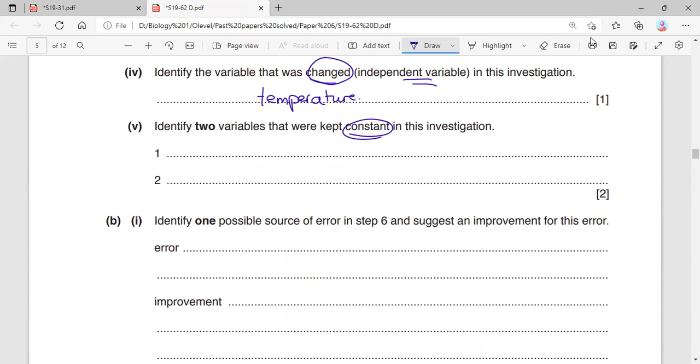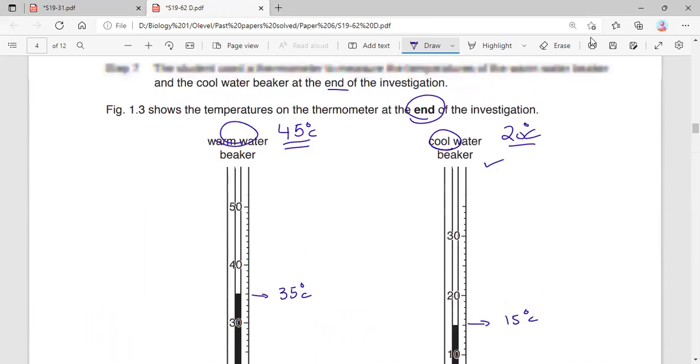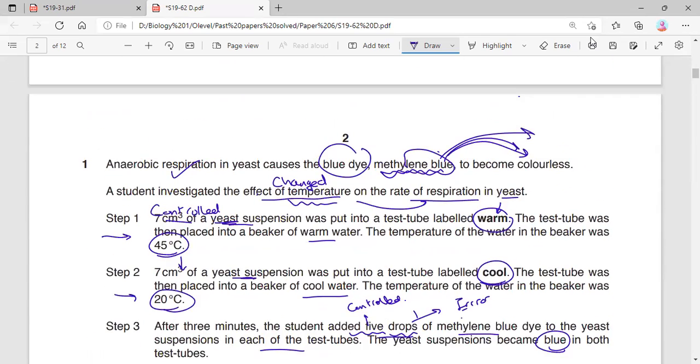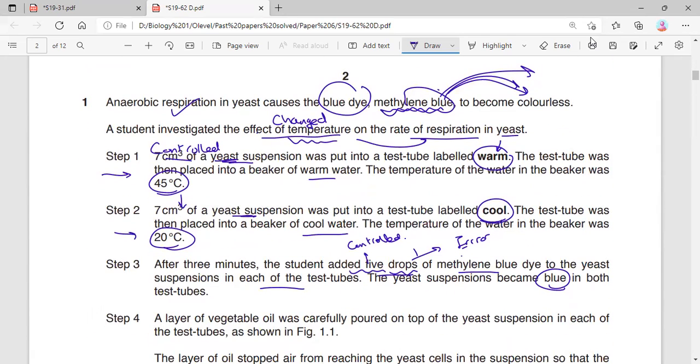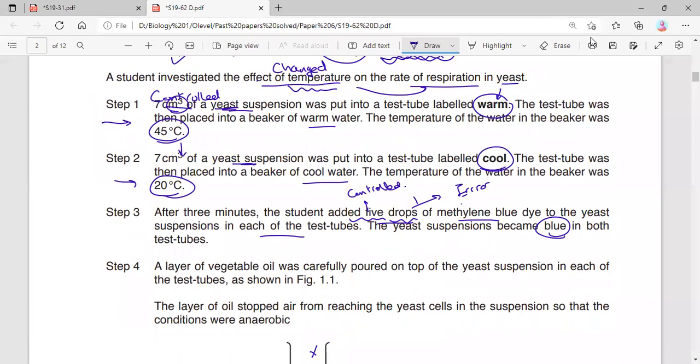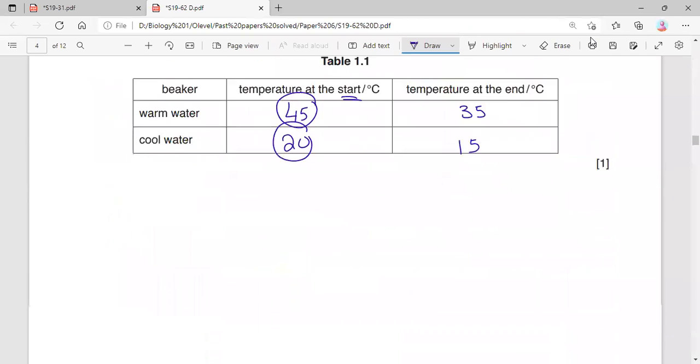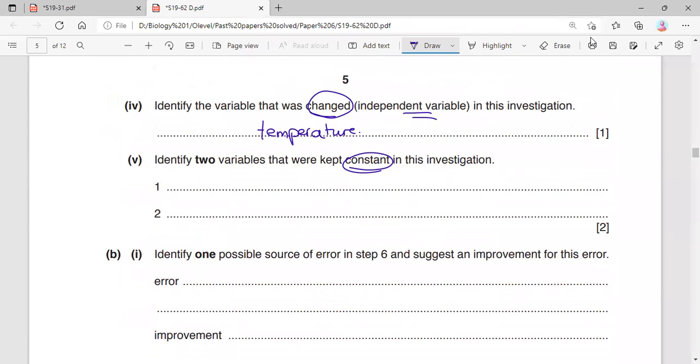Identify 2 variables that were kept constant. Concentration of yeast suspension. Yes, we also identified these at the beginning. We said that the volume, not concentration, it's cubic centimeter. So this is the volume of yeast suspension. It was constant. Also, the number of drops of methylene blue. We put 5 drops here, 5 drops here. So this was also constant. What were the two variables kept constant? The volume of yeast and number of drops.